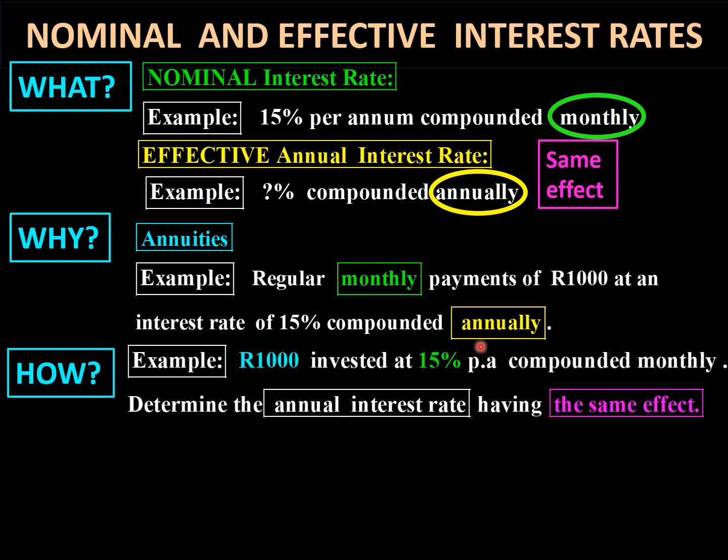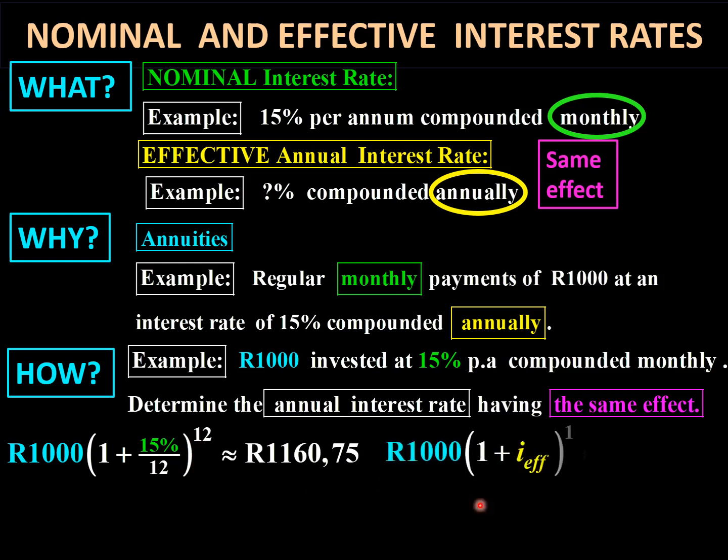Let's take an example. We have 1,000 Rand, which is invested at 15% per annum compounded monthly, and we'd like to determine the annual interest rate having the same effect. What does that mean? We want to determine the effective annual interest rate. Okay, so let's just do that calculation. 1,000 Rand at 15% for a whole year yields us 1,160.75. Now to have the same effect, I want to know what the annual interest rate should be. In other words, I should also obtain 1,160 Rand and 75 cents.